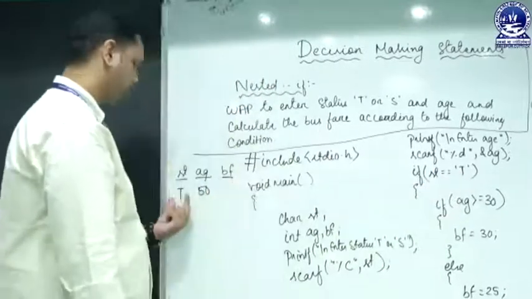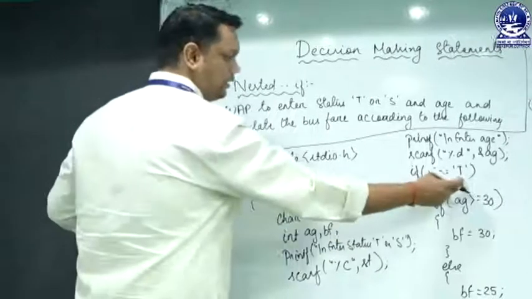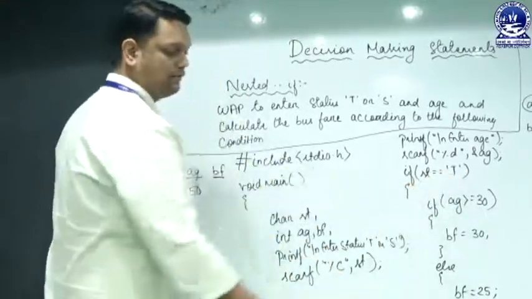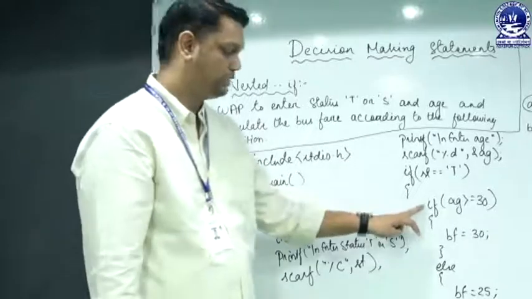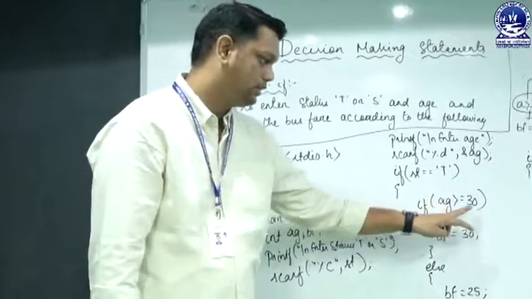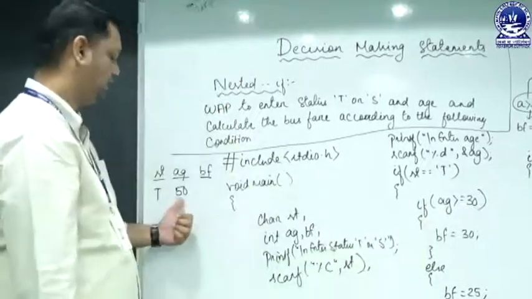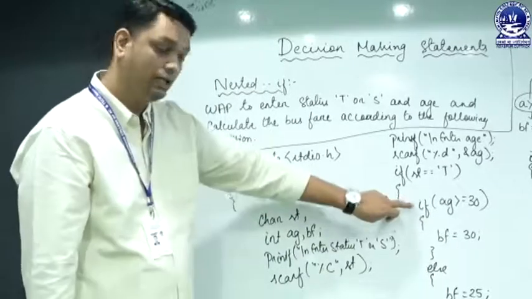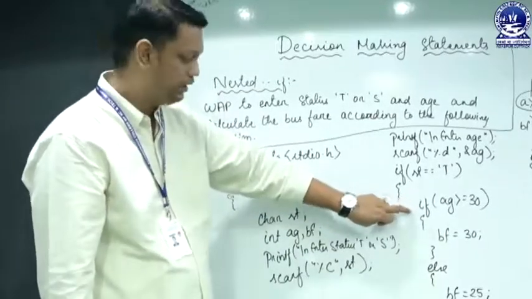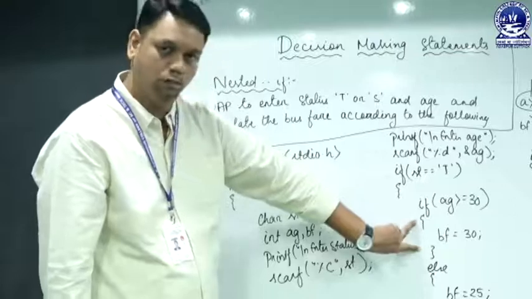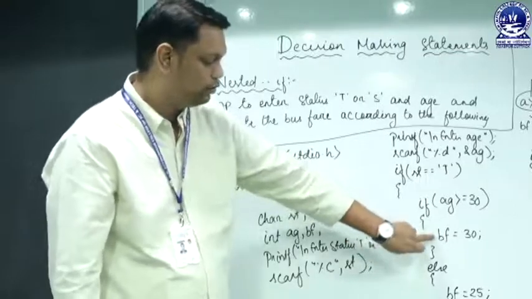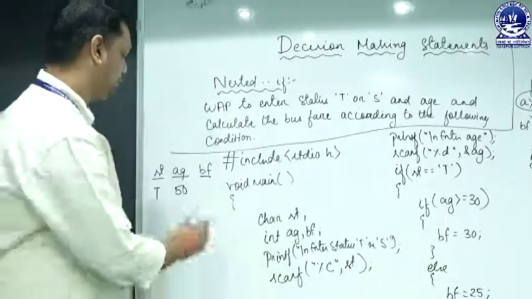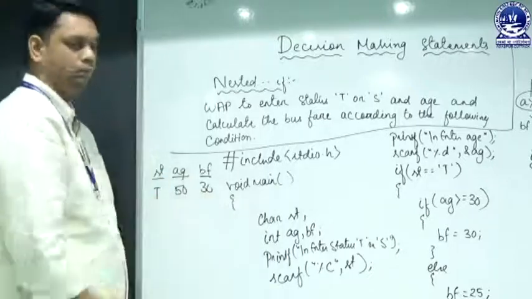It will check, yes, the status of ST is T. So the condition is satisfied. Now it will move to this condition, age is greater than 30. It will check the age value, 50 is greater than 30. Yes, 50 is greater than 30. So it will satisfy the if block, and it will enter and store BF equal to 30. That means 30 will be stored in BF.